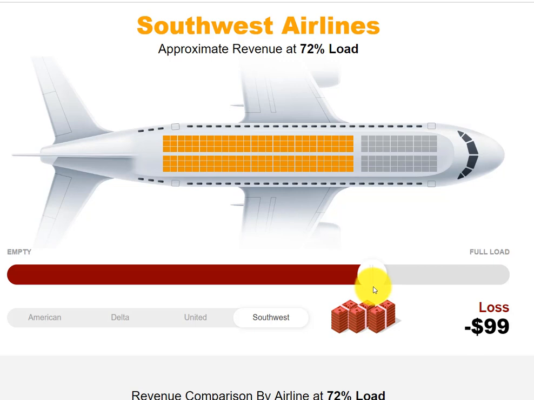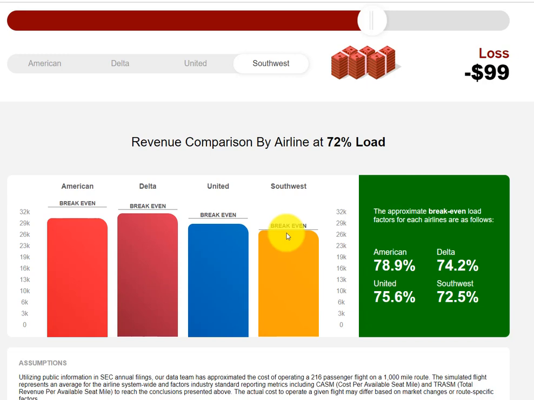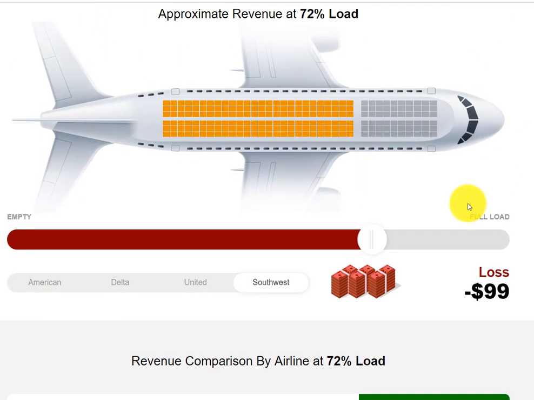of the plane full, which is the lowest of the major airlines because of their cost structures. It shows down here. So at 72%, Southwest is breaking even. American, Delta, United have higher break-evens because they have higher fixed costs. So they have to have more people on the plane in order to break even. And then after that, the additional passengers added to the plane result in profit. As you can see, the calculation of how much the profit increases as you add them.